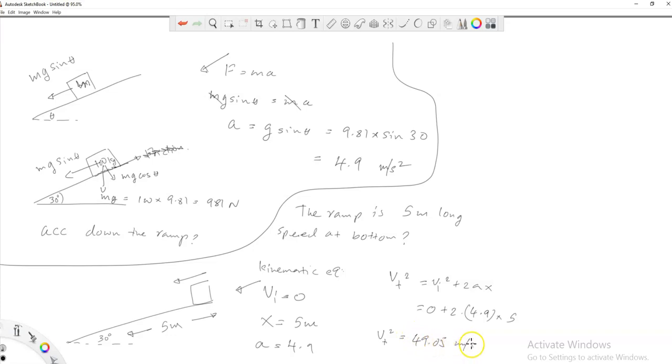49.05 meters per second. Sorry, that's the square. So V final is the square root of this, roughly around 7 meters per second. Okay. All right, so let's have you do this kind of problem.